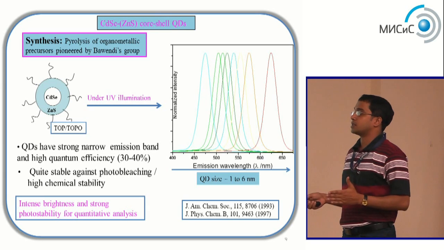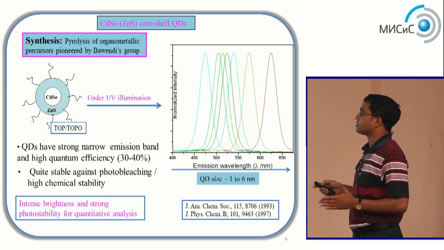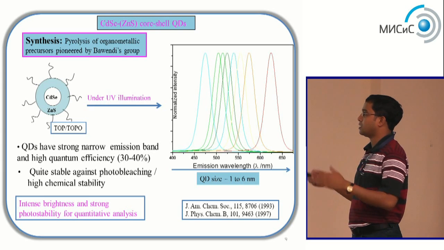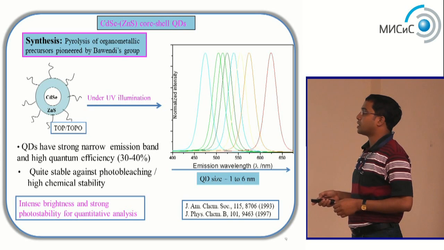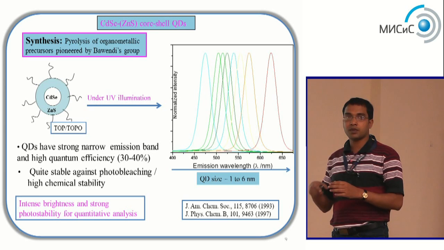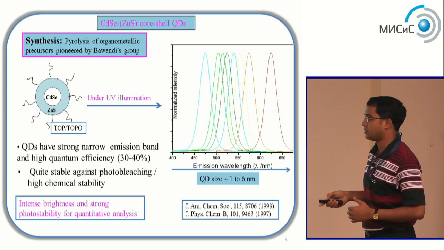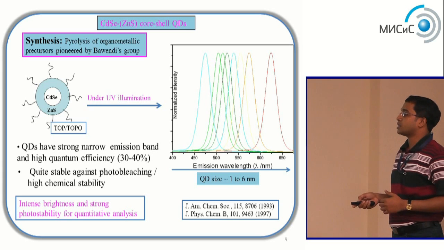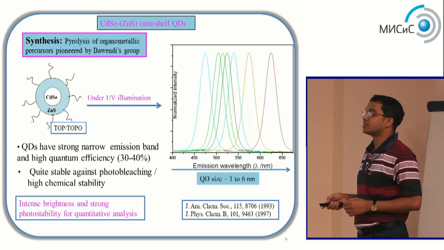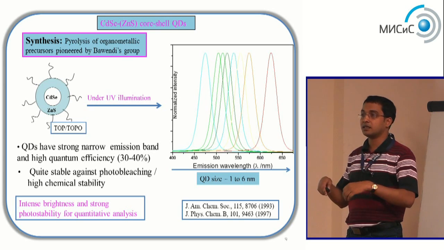Quantum dots have strong, narrow emission bands. It's a very strong emission peak, as you saw, and also very narrow. It's not very wide. They also have high quantum efficiency, more than 30 to 40%. But today, people already synthesize more than 50% quantum efficiency. They are also resistant to photobleaching and have high chemical stability. This is our main problem, to stabilize it in this environment.